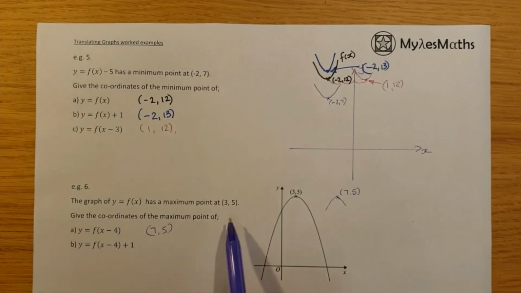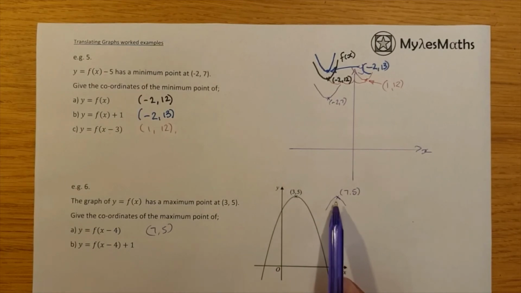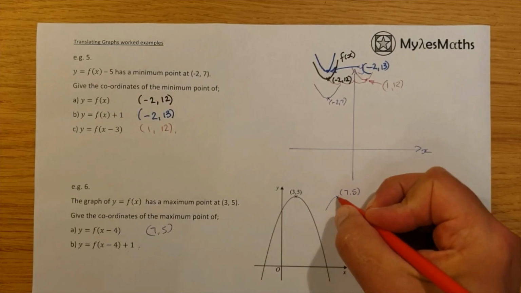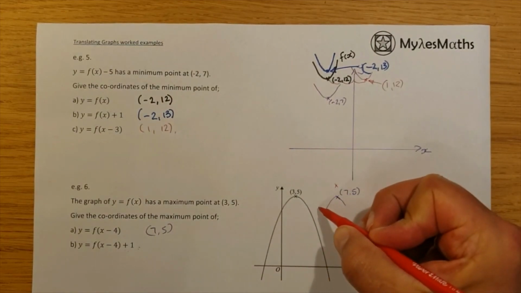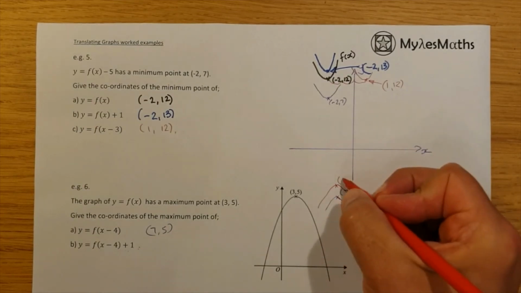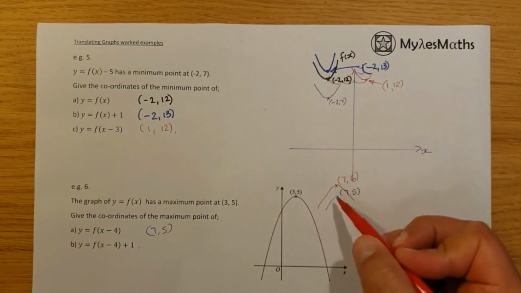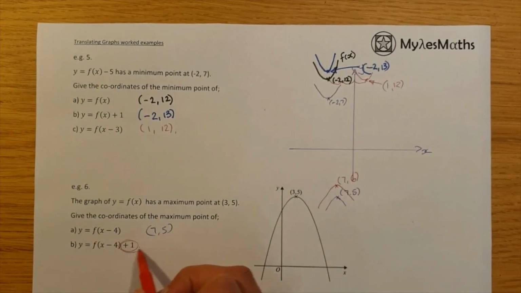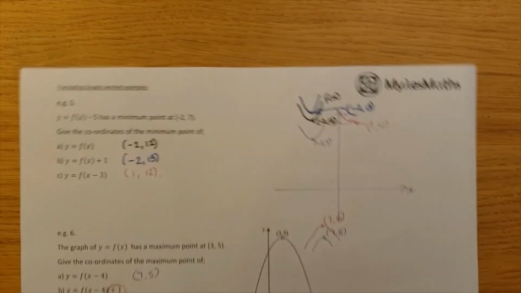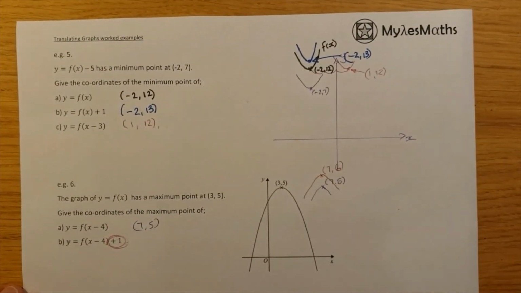Give the coordinates of the maximum point of f of x minus 4 plus 1. So that's this graph, but I've translated it by plus 1 in the y direction. So I'm getting another point that's just above it. It's been moved up 1 and it's sitting there. So the coordinates of this point must be 7, 6, because this graph has been moved up as shown there in the y direction. And if you can do those examples, you will be able to do the typical GCSE questions. Well done.